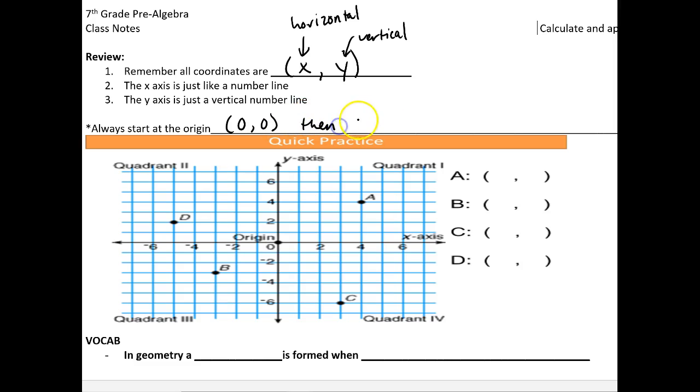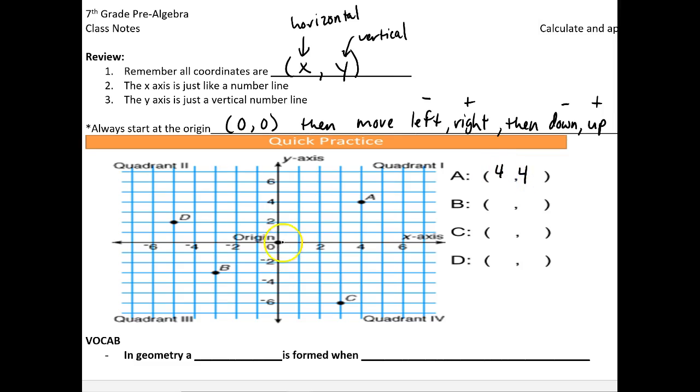Then you're going to move left to right, left if it's negative, right if it's positive, and then down or up. Down if it's negative, up if it's positive. Right? So if I start at the origin and I try and get to A, I see that I have to move right 4 and up 4, so that's why it's the point 4, 4.